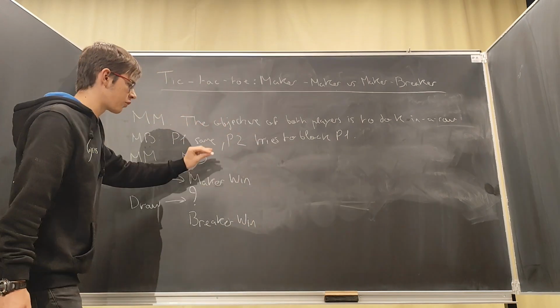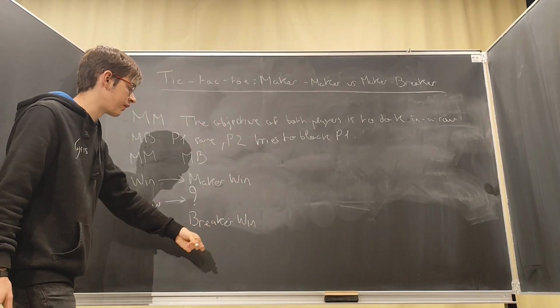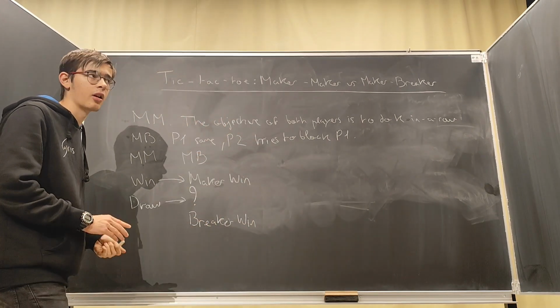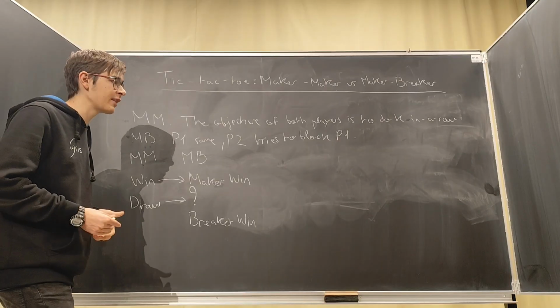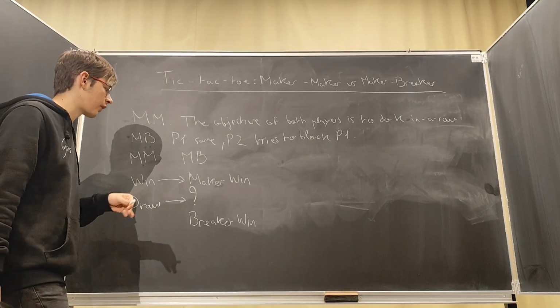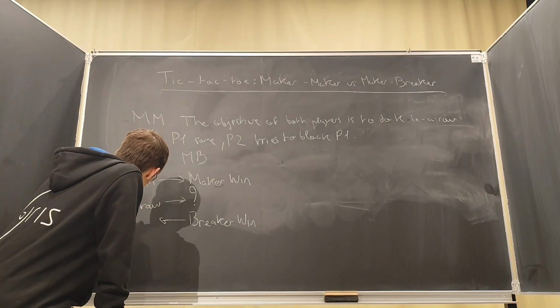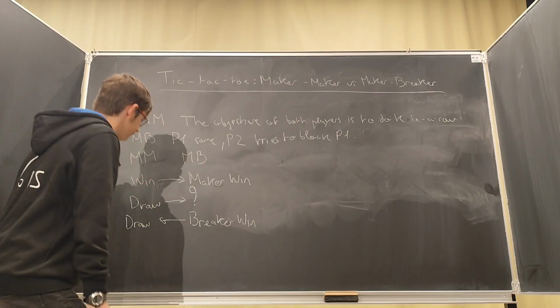And conversely, we can say that for maker-breaker, if we have a Breaker win, since this version is the worst case scenario for Breaker, because he can't have his own threats, he can only respond to Maker's threats, then this version will be a draw.